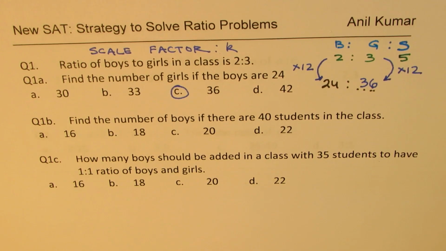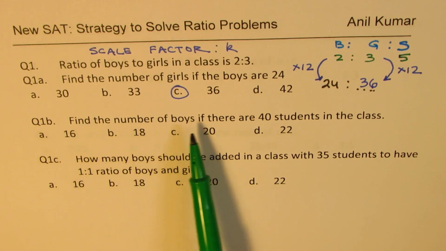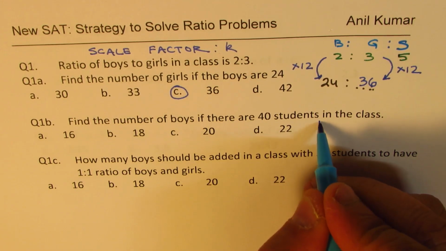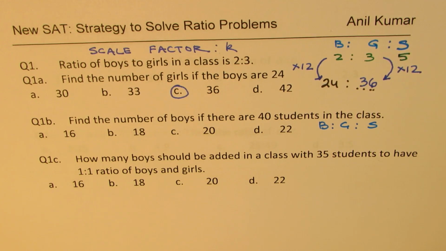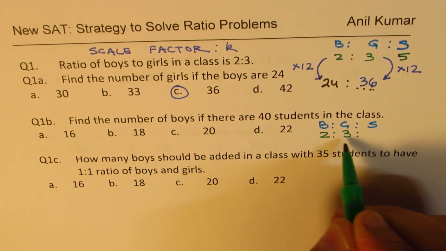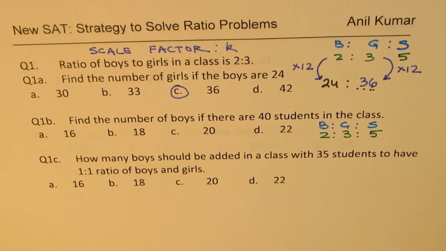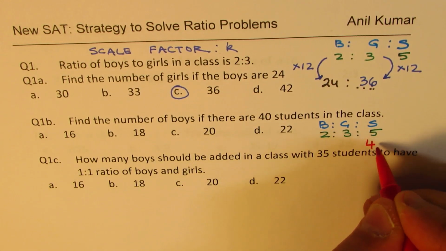Does it make sense to you? Correct? So that's what it means. Now it says, find the number of boys if there are 40 students in the class. So let's again write down the ratio of boys to girls to students now. Well, this ratio, as we've just seen, is 2:3 is to, when you add them up, total number of students are 5. Now what are we given? We are given that there are 40 students in the class.